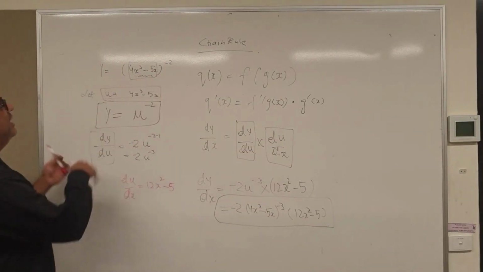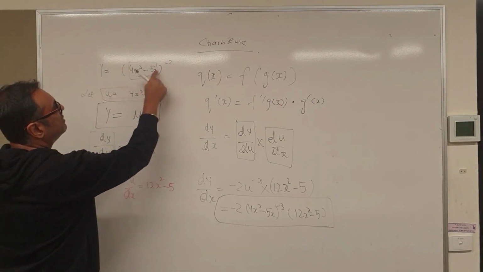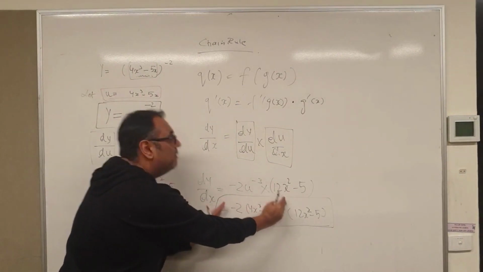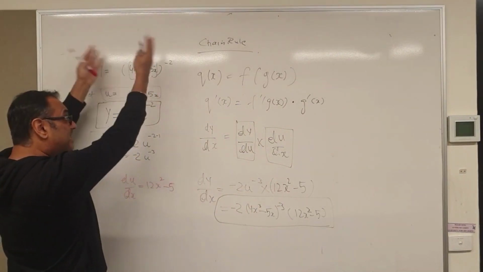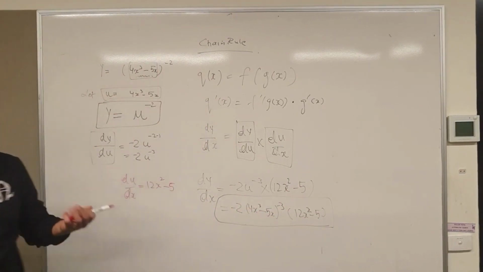I cannot just say here negative 2 times this bit raised to the power of minus 3. That is just this bit. When you've got a function sitting inside a bigger power, you need to find the derivative of that function as well. That's the only way.